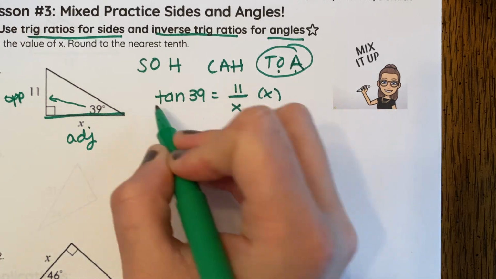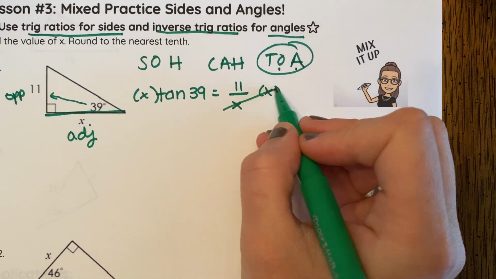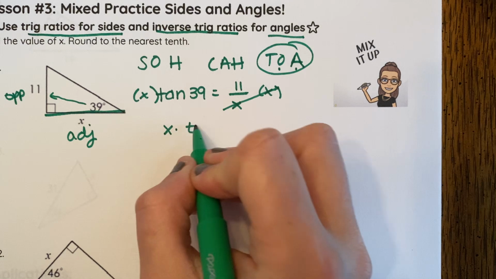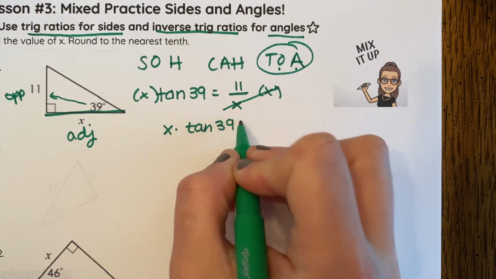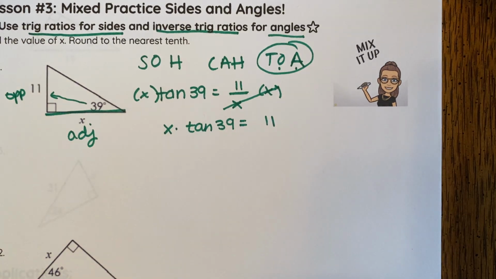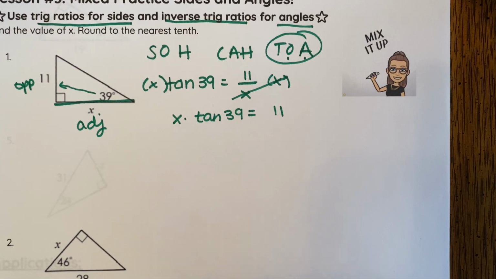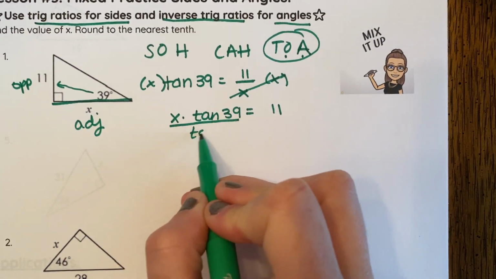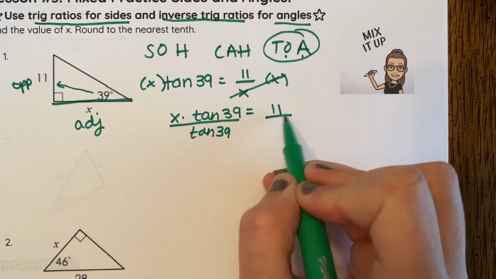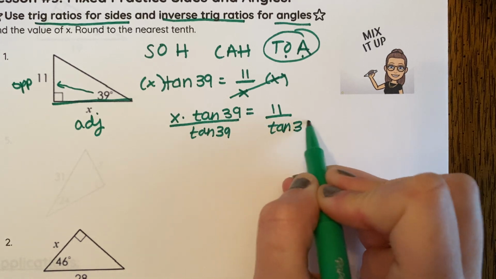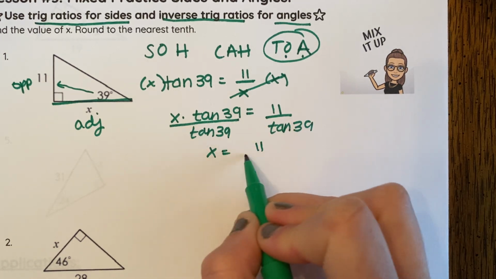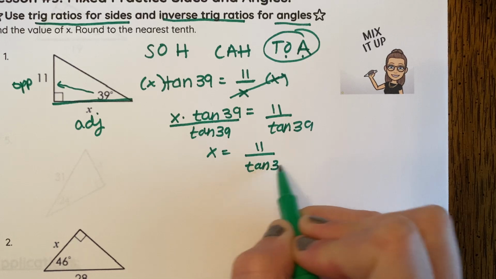So multiply each side by x. These will cancel, so you get x times the tangent of 39, and that's equal to 11. So since we're solving for x, we then need to divide each side by the tangent of 39. So x is equal to 11 over the tangent of 39.